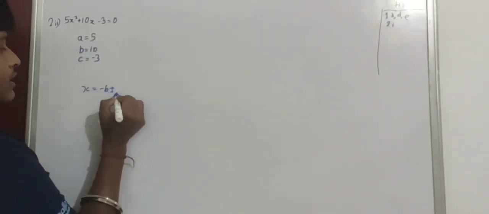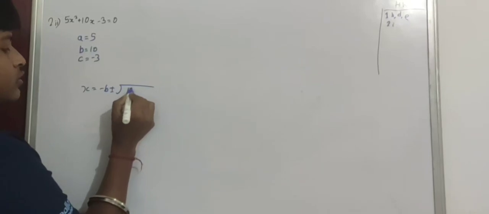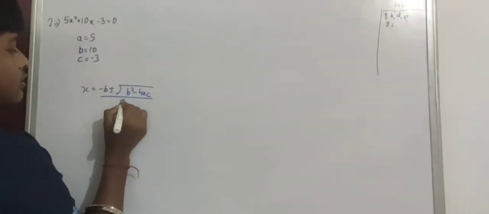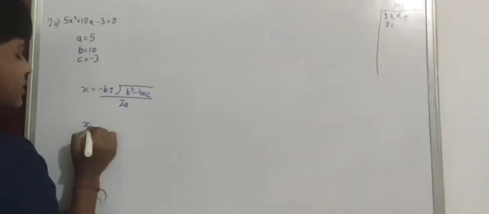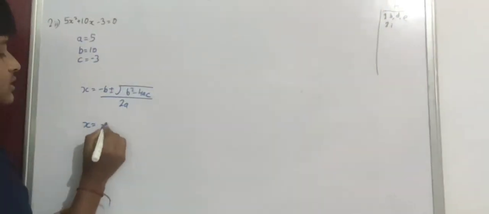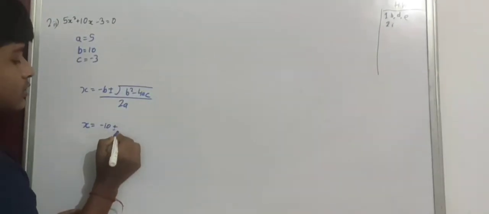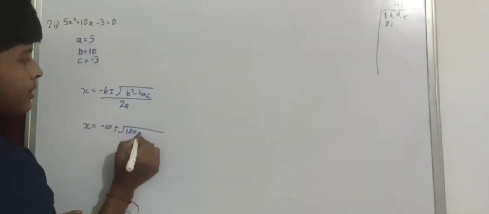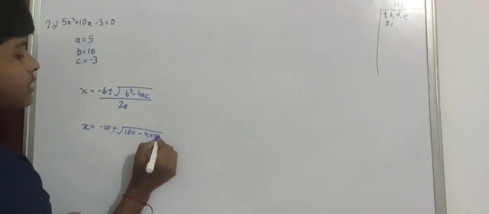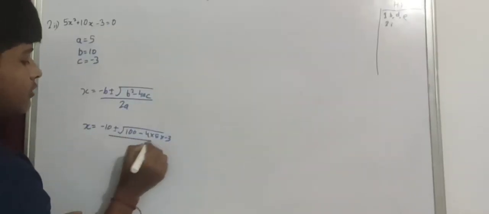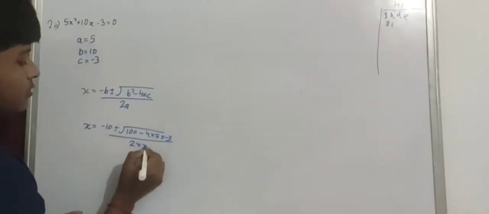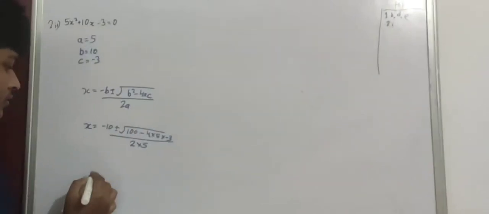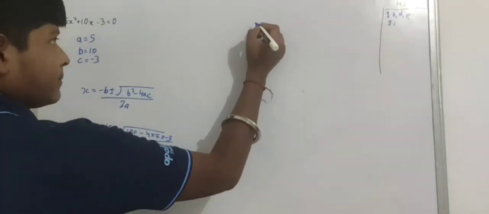Now using the formula, minus b plus minus under root b square minus 4ac divided by 2a. So now x is equals to, writing the given values, minus b plus minus under root b square, that is 100, minus 4 into c, that is 4 into 5 is 20 into minus 3. Let's write it, then solve. 2 into 5, that is 2a.